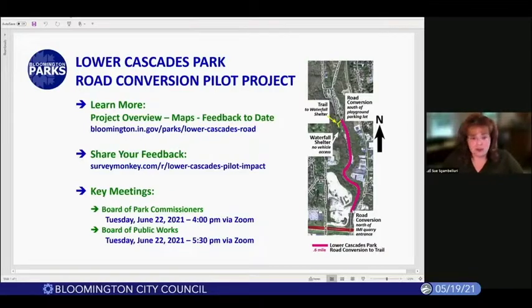It's most critical that you fill out that survey, but you're also more than welcome to share feedback with me directly if you like. My emails are all public and on our website as well. But these are some important discussions that we have coming up on Lower Cascades, and we very much like to hear as many voices as possible in that.